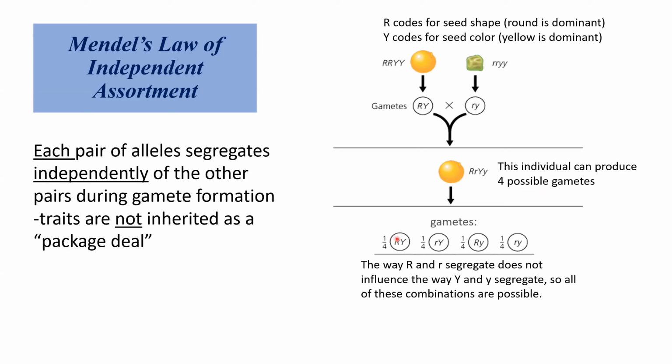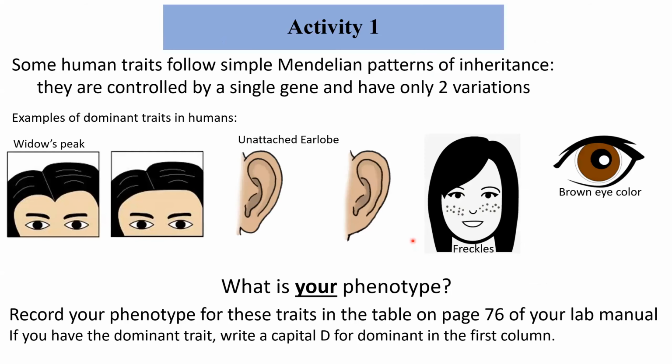Like you can have the round yellow pea, a wrinkled yellow pea, a round green pea, and a wrinkled green pea. So the way the capital R and lowercase r segregate does not influence the way the uppercase Y and lowercase y segregate. So all of these combinations are possible, and we'll go over this more tomorrow.